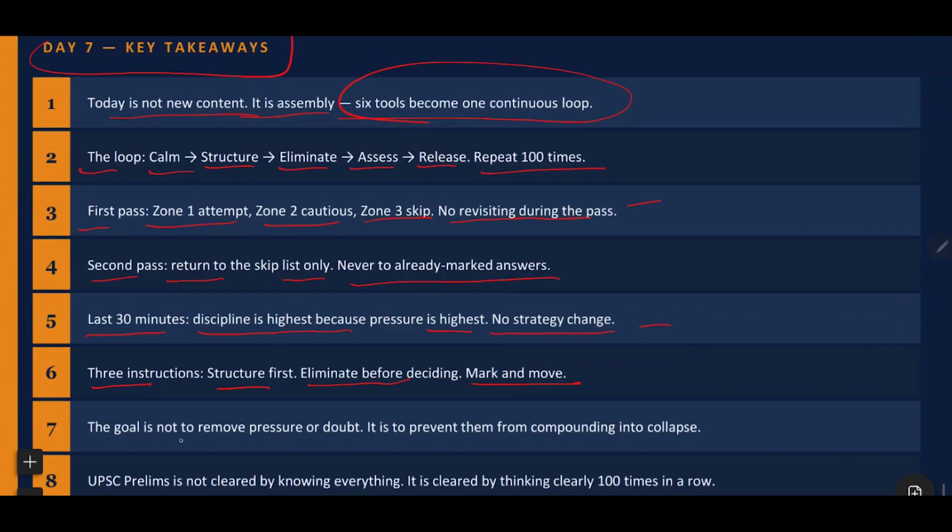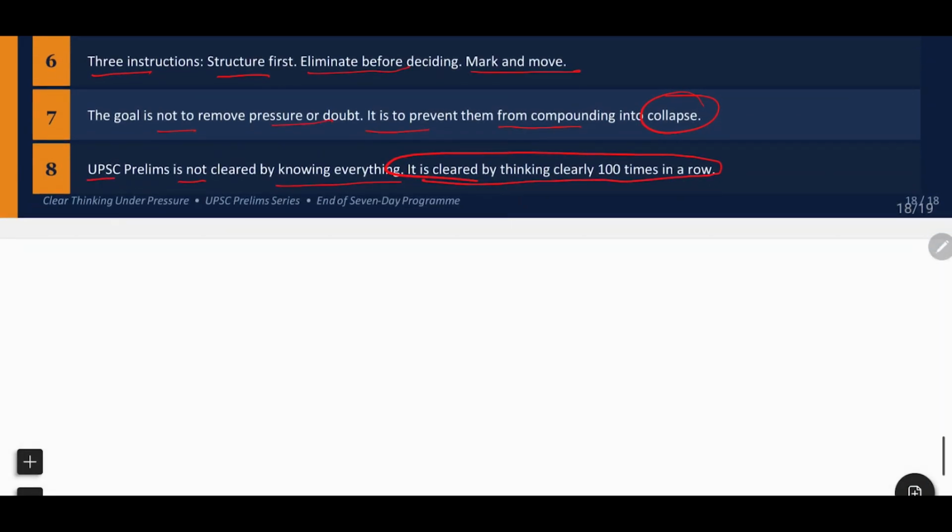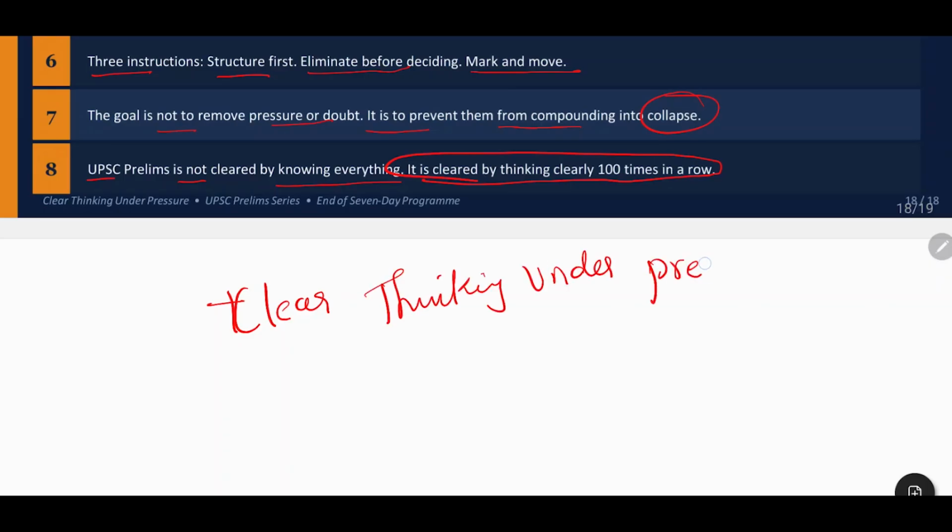The goal is not to remove pressure or doubt. It is to prevent them from compounding into collapse. So you have to witness that pressure is there, doubt is there, but you have to separate yourself from that doubt and pressure. Right? UPSC prelims is not cleared by knowing everything. It is cleared by thinking clearly 100 times in a row. So that's the end of clear thinking under pressure.